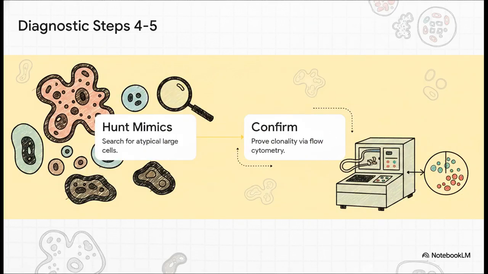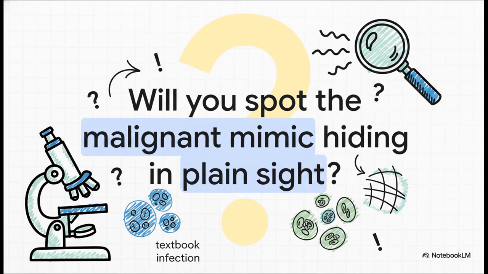And finally, the most important steps to keep your patients safe. Step 4. Actively hunt for those mimics. Never let a beautiful granuloma or an obvious abscess lull you into a false sense of security. Scan the background specifically for atypical large cells, like those hidden Reed-Sternberg cells. And step 5. When you see a monotonous B-cell population, confirm your morphological suspicion with flow cytometry to definitively prove or disprove clonality. I want to leave you with this thought as you head back out to the sign-out room.